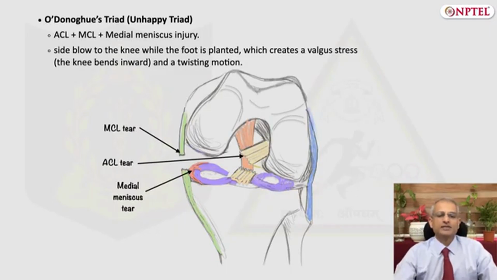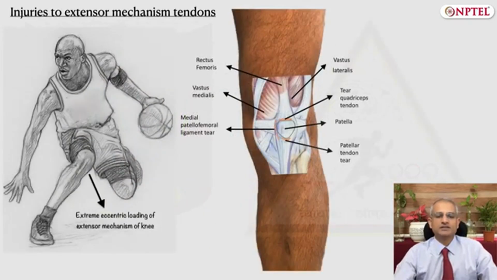Next common set of injuries I will be covering are the ones involving extensor mechanism of the knee, that is, either the injury to the patellar or the quadriceps tendon. Generally, a forceful contraction of quadriceps during fall or jump, or a sudden eccentric contraction of quadriceps during forced flexion of the knee may be responsible for these injuries, as shown in this figure.